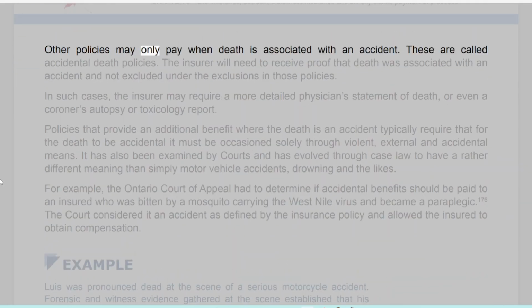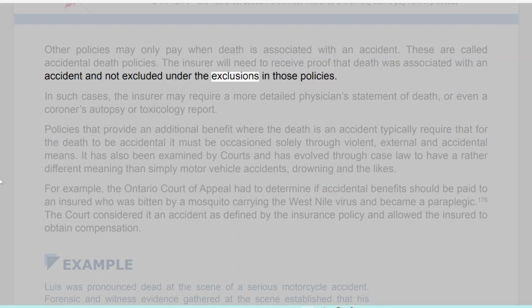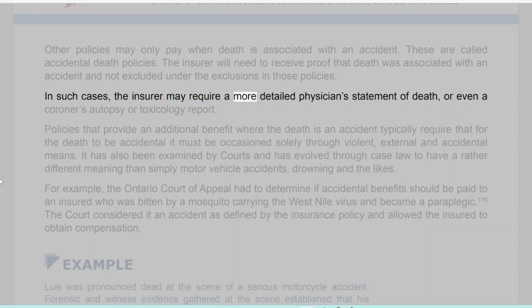Other policies may only pay when death is associated with an accident. These are called accidental death policies. The insurer will need to receive proof that death was associated with an accident and not excluded under the exclusions in those policies. In such cases, the insurer may require a more detailed physician's statement of death, or even a coroner's autopsy or toxicology report.